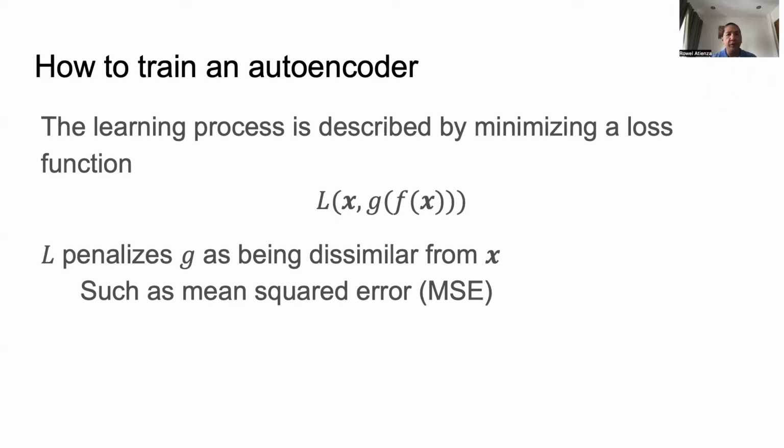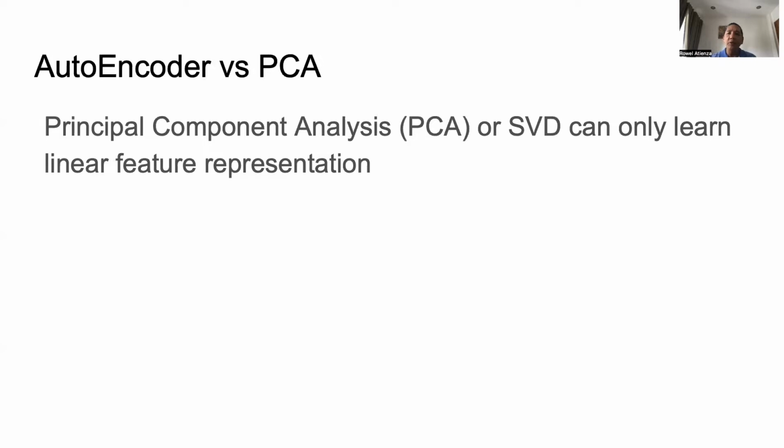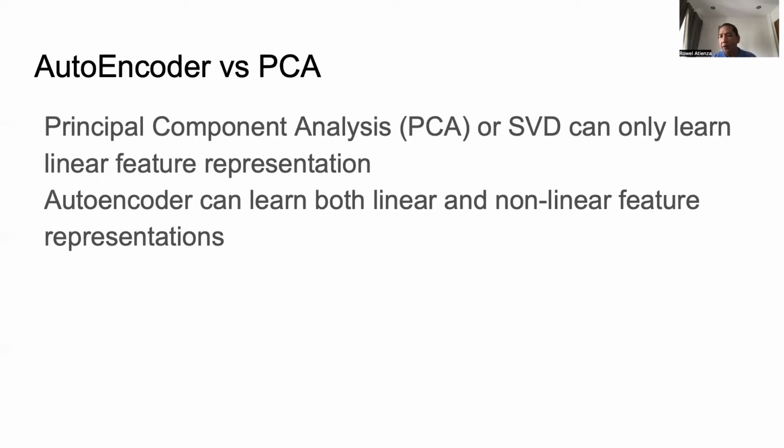How do we train an autoencoder? Similar to other neural networks that we have studied so far, we minimize a loss function. In this case, since we wanted the output to be similar to the input, we can use MSE. Are autoencoders like PCA or principal component analysis? PCA or SVD is limited to learning linear features only. Meanwhile, autoencoders can learn nonlinear feature representations. Autoencoders are more powerful than PCA or SVD.